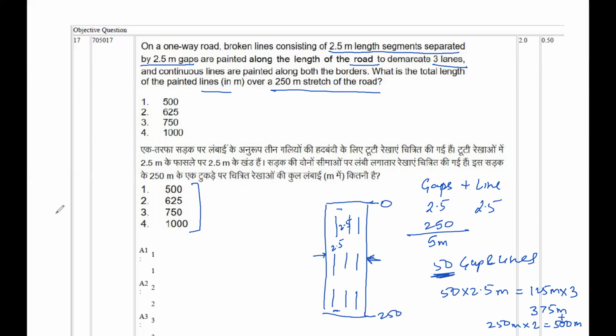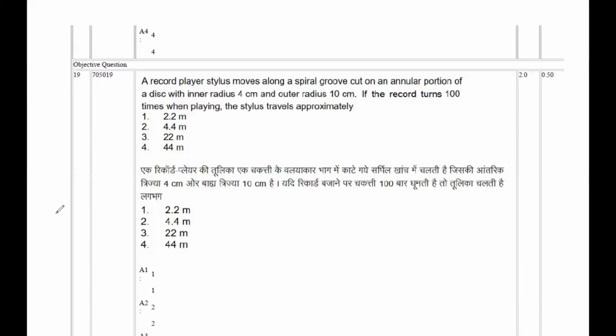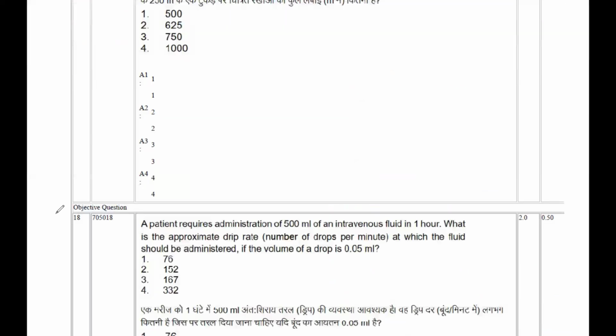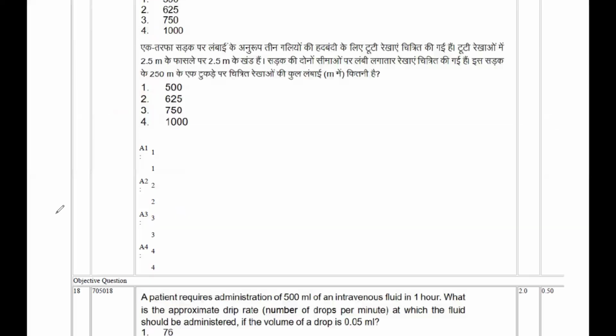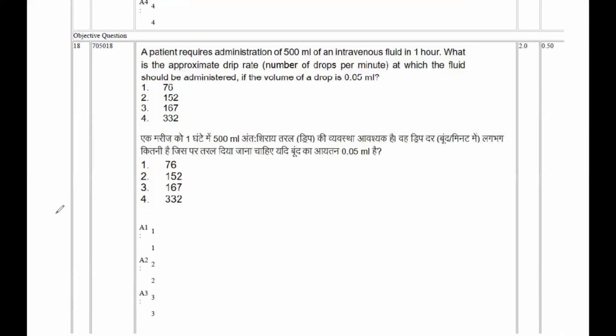Moving on. So that was 17th, now 18th. This one. A patient requires administration of 500 ml of an intravenous fluid in 1 hour.